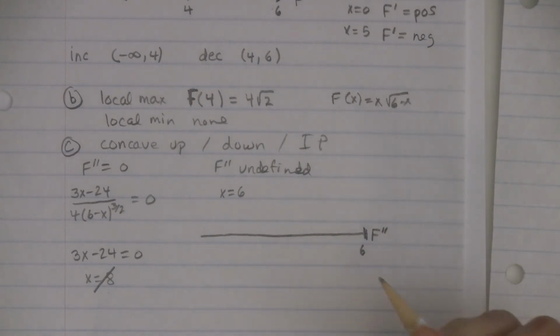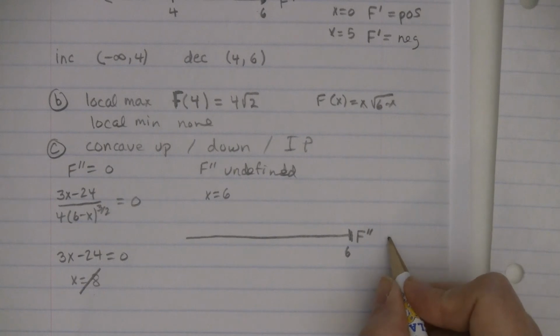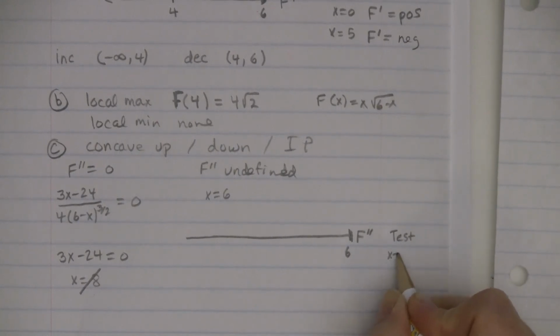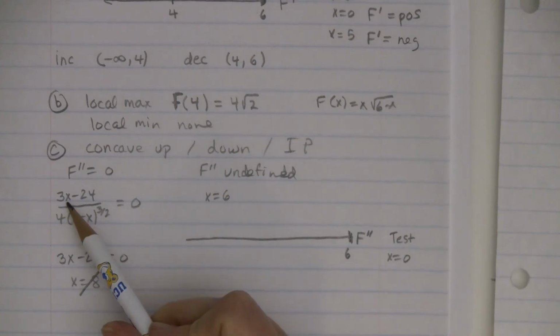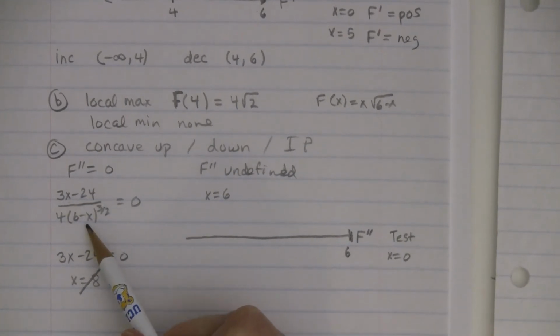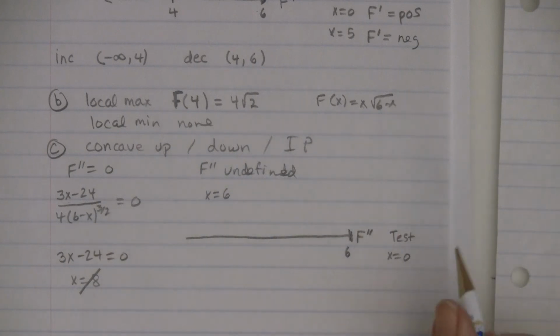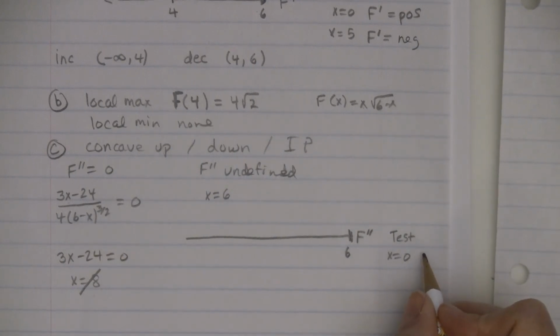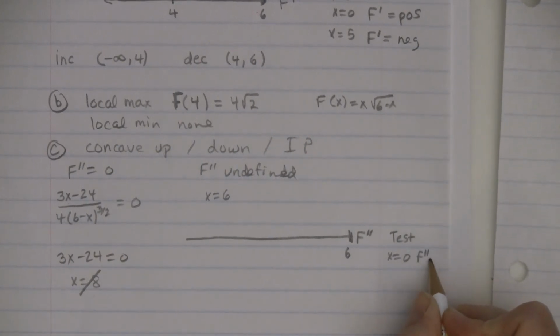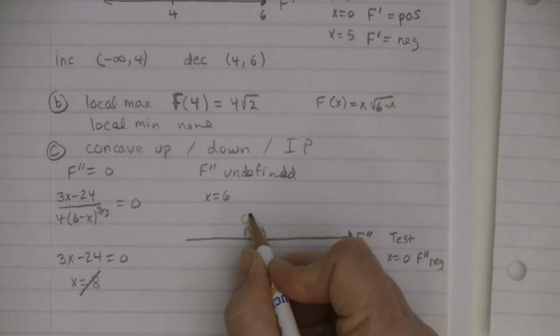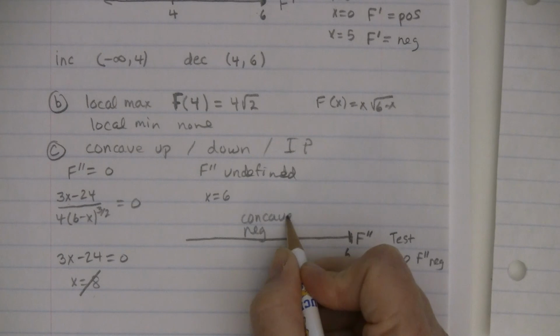And so I'm going to test 0 in the second derivative because I want to know, is it concave up or concave down? So with x as 0 in the second derivative, the numerator is negative and the denominator is positive. So this is a negative divided by a positive, and the second derivative is negative. So that tells us right here that this is concave down.